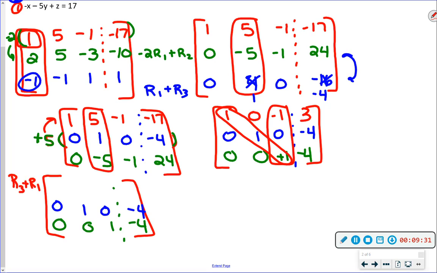So 0 plus 1. 0 plus 0. 1 plus -1. Here's where it really counts. What's -4 plus 3? -1. So there's my answer for x. So I'm just going to write out my answers. We're kind of tired. I'm just going to go ordered pair style. Got it.